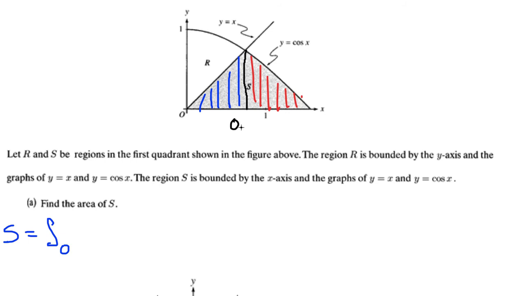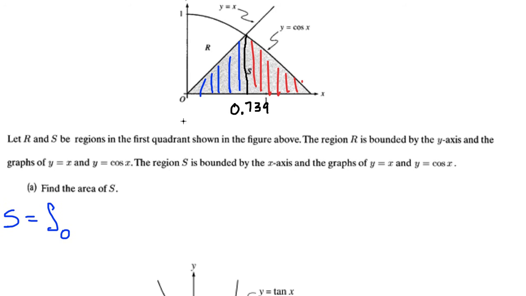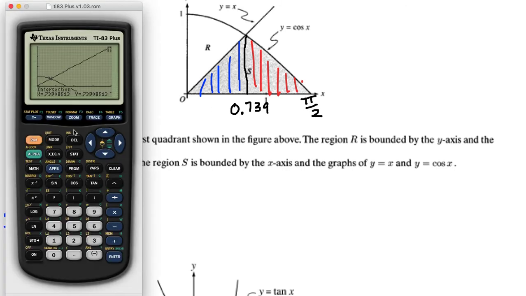So I'm going to write over here 0.739. We are going to need to know this bound as well. And if you know the cosine function, you'll know exactly where that is. It's pi over 2. If you don't know that, again, you could come over here and say second trace to calculate the zero. Which curve am I on right now? That's not the right curve. Hit down, and I can get onto the right curve. Now I'm on the right curve, and I'm going to say my left boundary is 1, my right boundary is 2, and my guess is about 1.5.